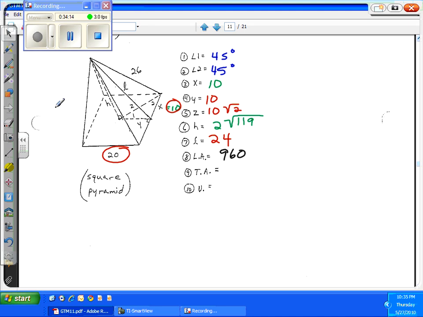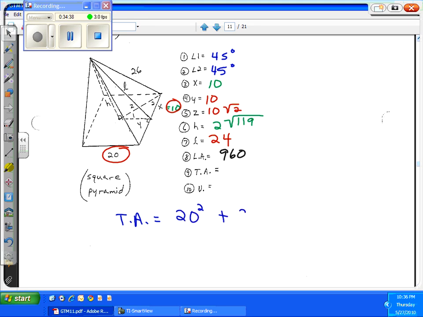Total area, you add the area of the bottom to that, because a pyramid only has one bottom. It doesn't have a bottom and a top. So we're going to say area of bottom, which is a square. Area of a square is side squared.